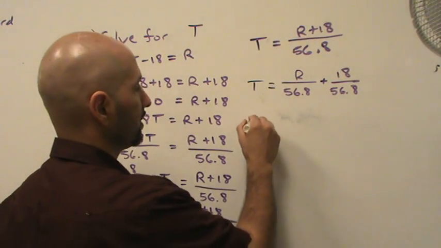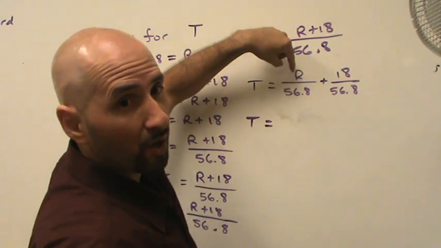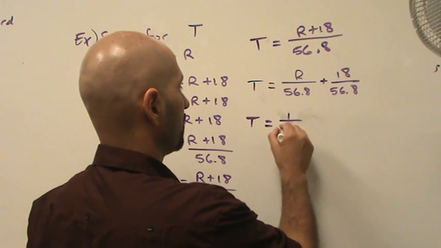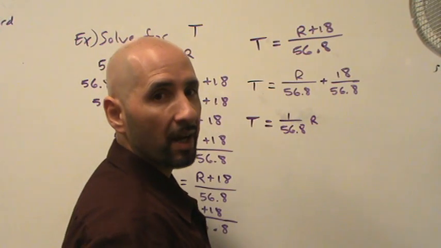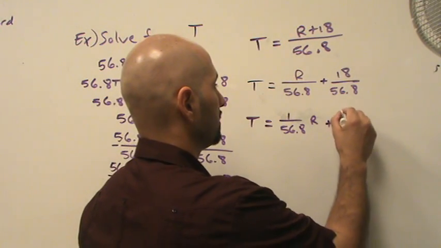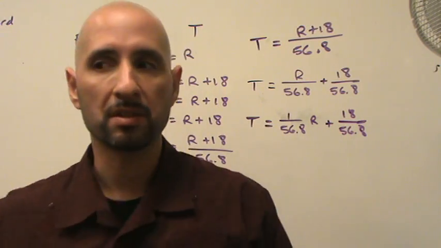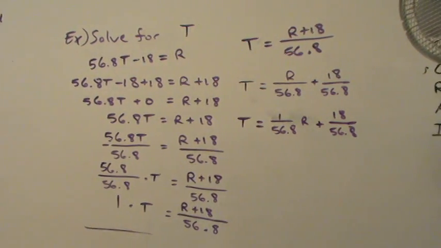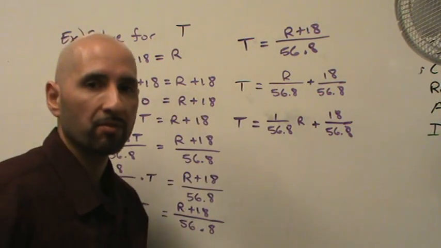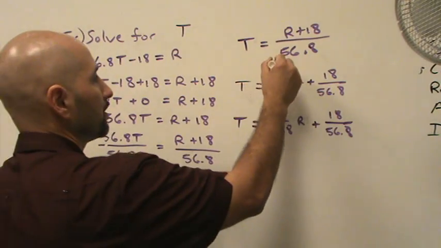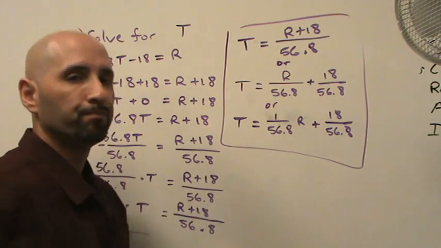So just so you're aware, we could actually write it in a different way as well. A third way, we could take this, recognize this could be written as 1 times r, so we could have this 1 over 56.8 times r right next to that fraction bar, plus 18 over 56.8. Make sure you can see that. So 3 different ways we can write our answer. So either one of these will work. Hope this helps.